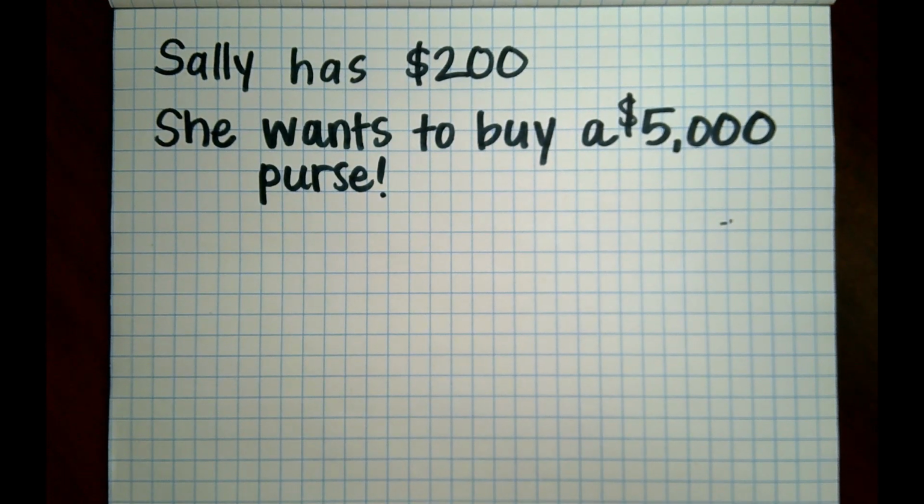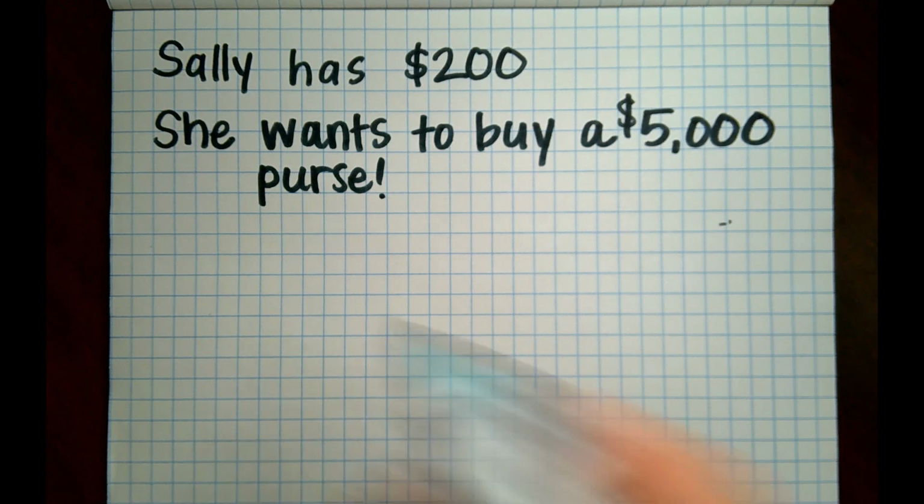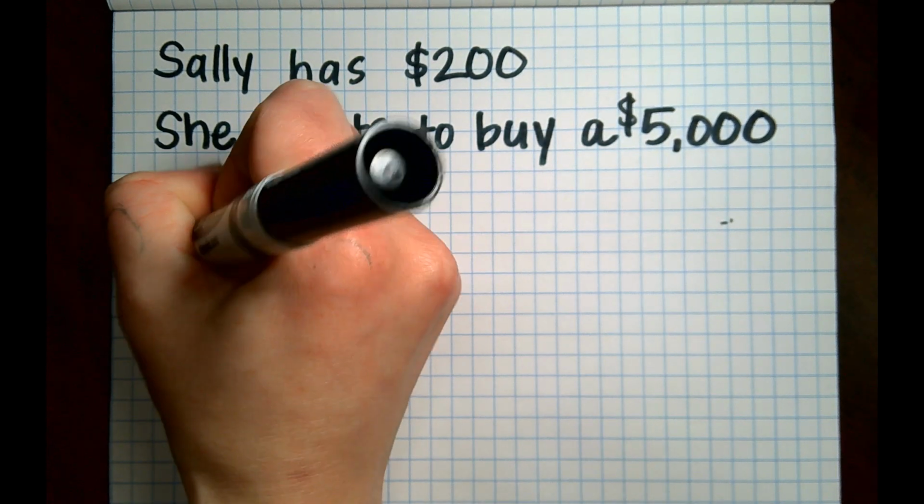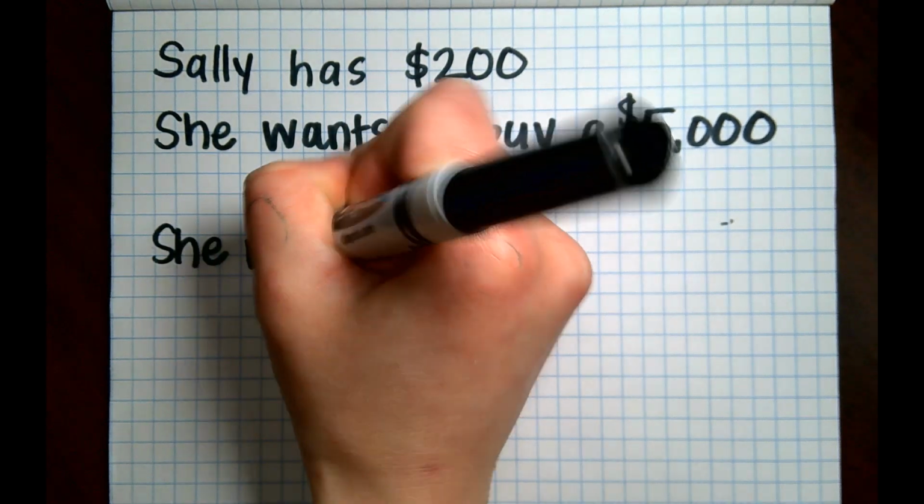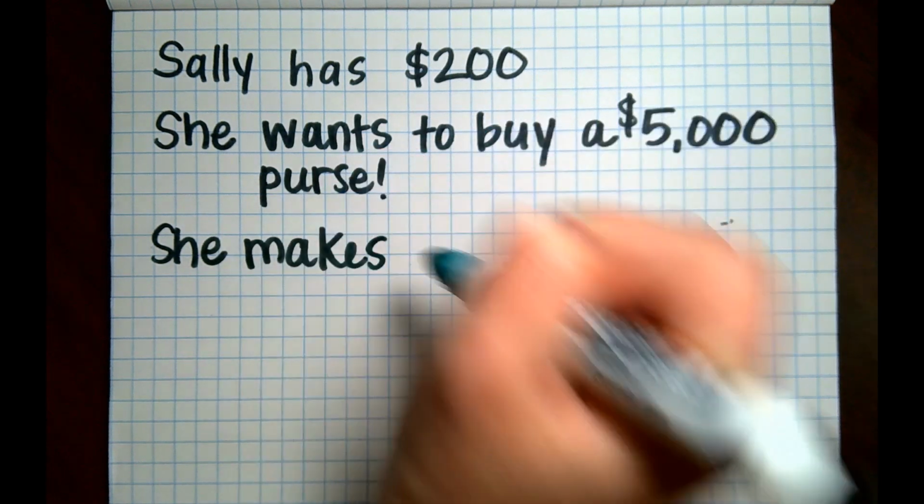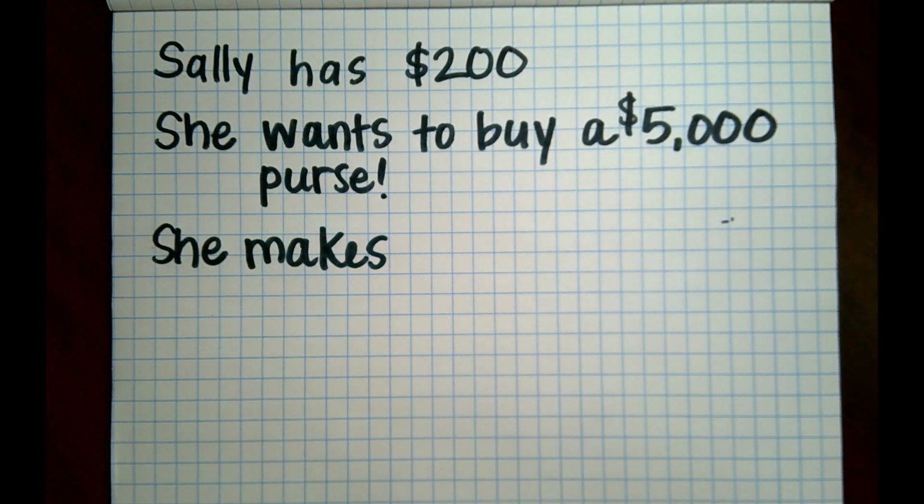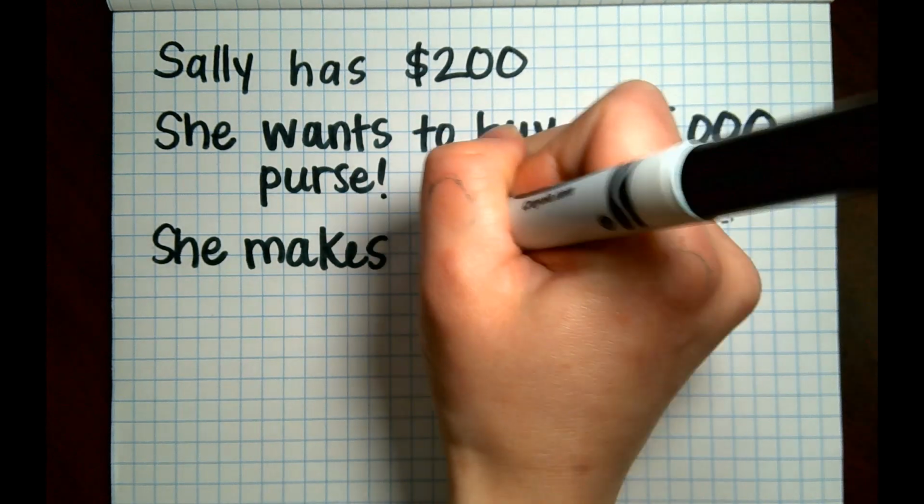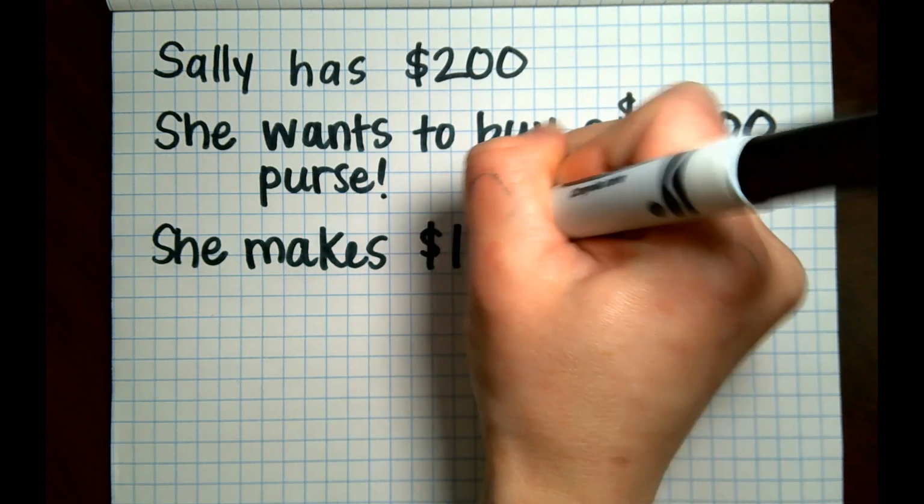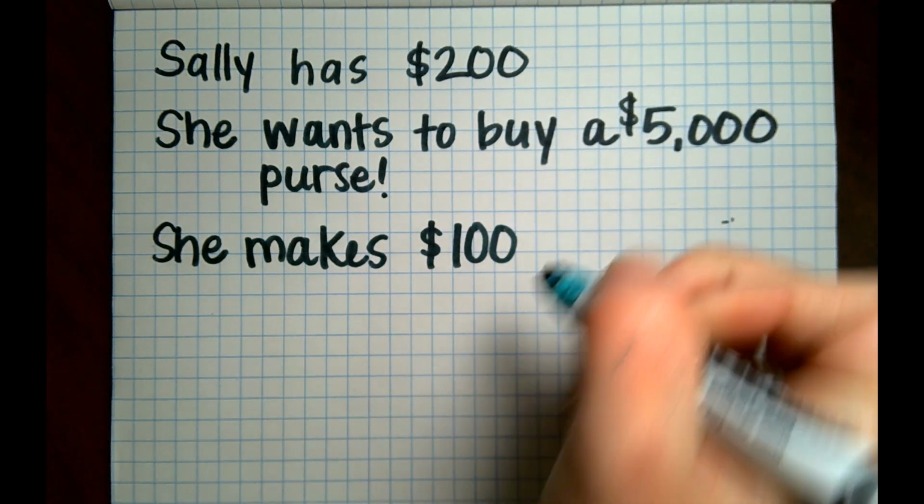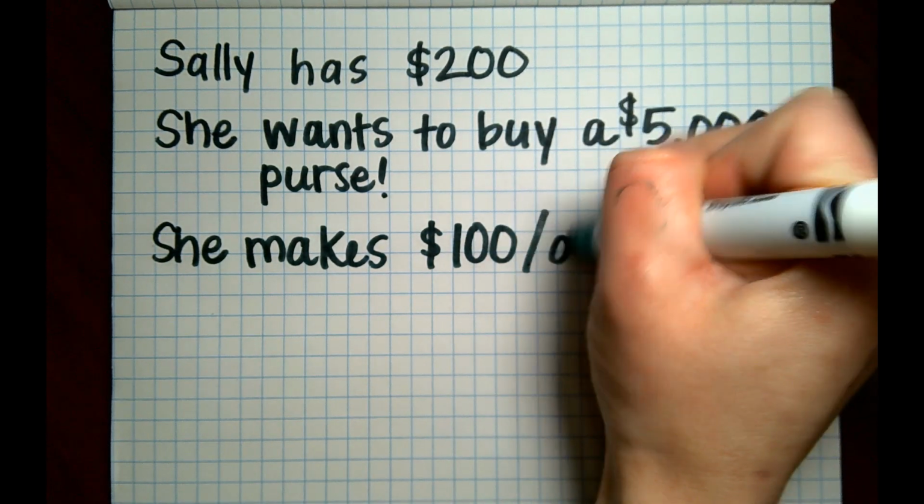So, let's see. We'll use that. Let's make that an even $100 a day, just so this problem isn't as difficult to work with. But I'm happy to show you more complicated stuff. So she makes $100 a day.